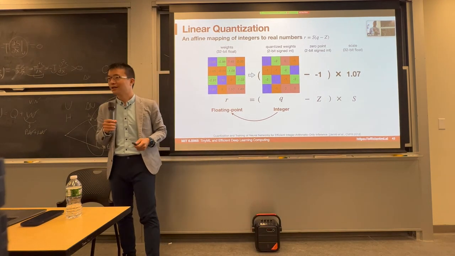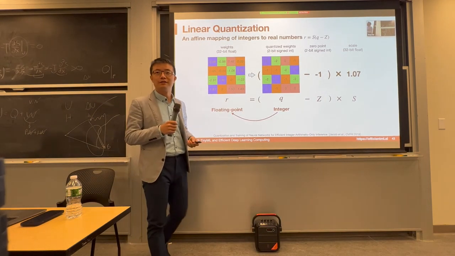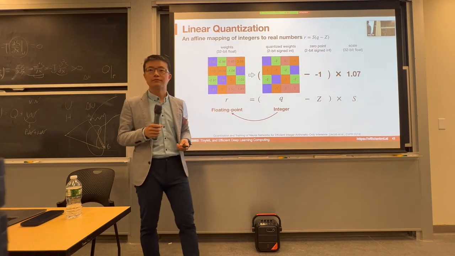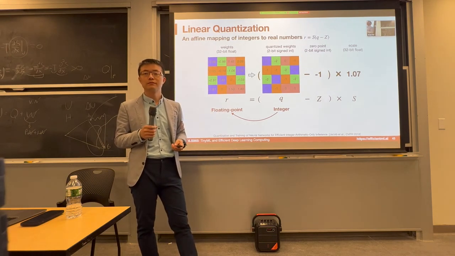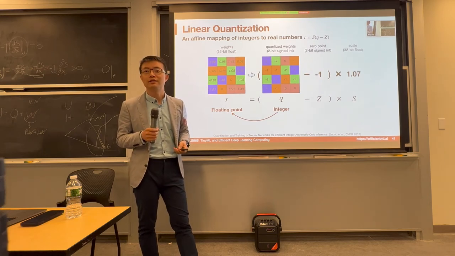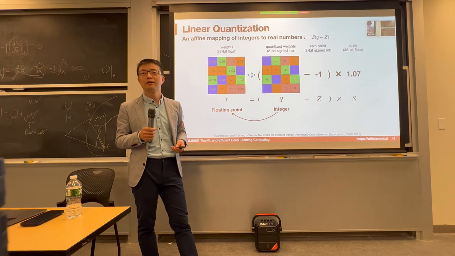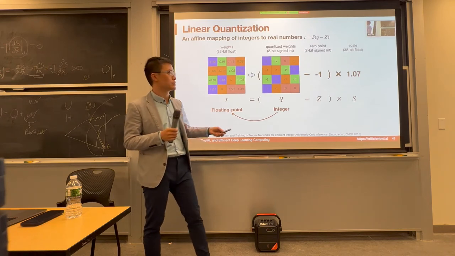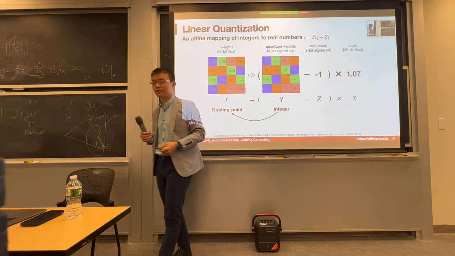So far, so good. Is the step size of the integer always 1, or is it constant? It is always 1, since we are using integers.